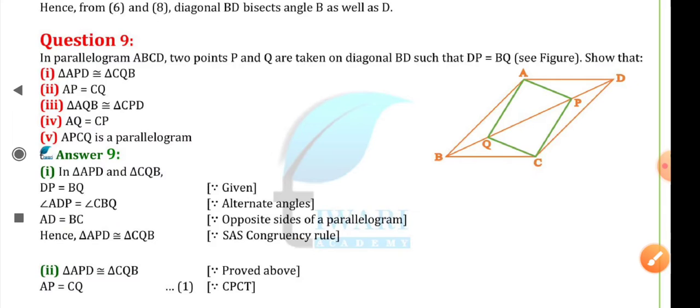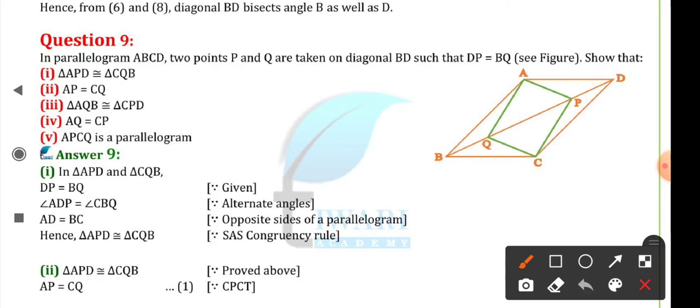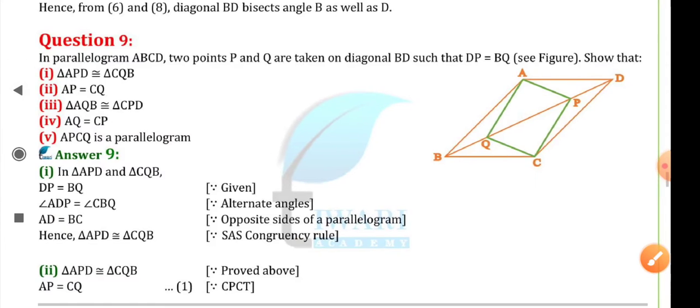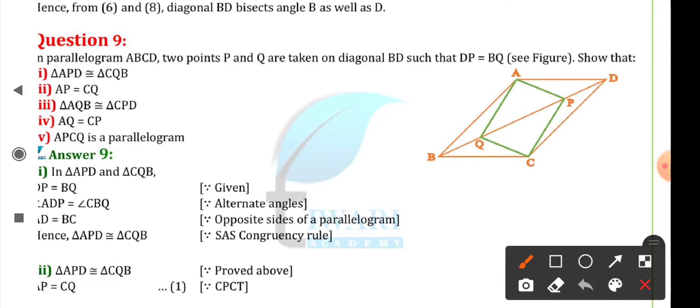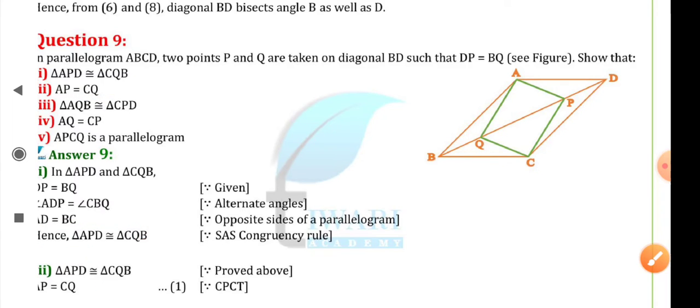Now move to the next part. You have to prove that AP equals CQ. For that, if this triangle is congruent to this triangle, as we have proved right now, then by CPCT you can say that AP is equal to CQ. This is the third side of the upper triangle and this is the third side of the down triangle. These two will be equal. Now move to the next part.